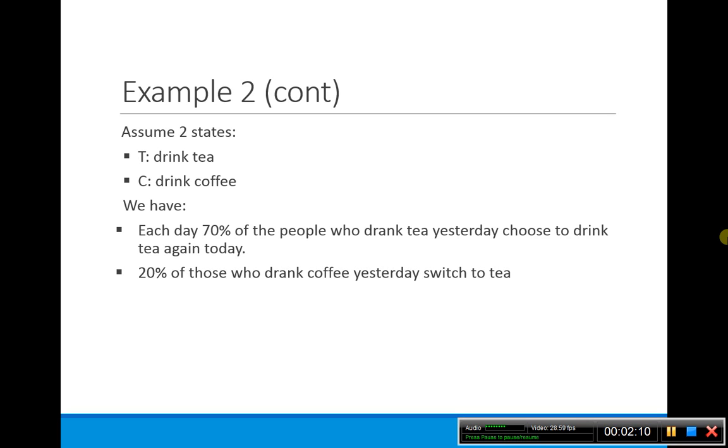So what else do we know? We know that each day 70% of the people who drank tea yesterday choose to stay and drink tea again today. And then we also know that 20% of those who drank coffee yesterday end up switching to tea. So how do we draw the transition diagram? We start just like we did in the previous example. We start with our two states. We have T and C.